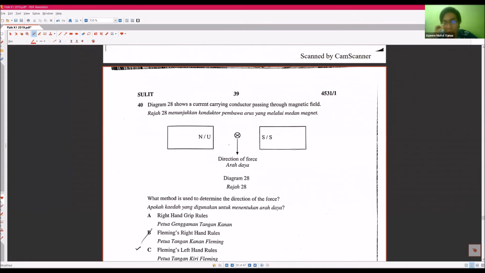Diagram 28 shows a current carrying conductor passing a magnetic field, because we have an external magnetic field. So this is B. If we use our right hand grip rule, the current into the screen is clockwise.